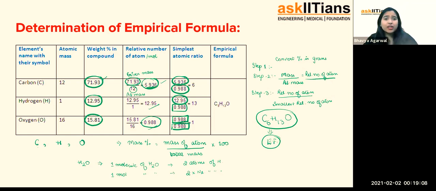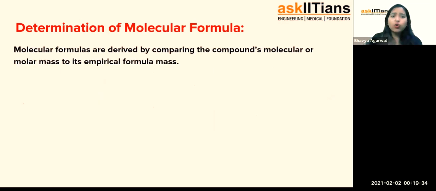Why? Because we analyzed things from the experiment. Whatever percentages we got, we just analyzed them, doing some mathematical calculations, and from there we landed up at some simplest ratio. That simplest ratio will lead to the empirical formula and not to the molecular formula, right? So in that case, what should we do to get the molecular formula?